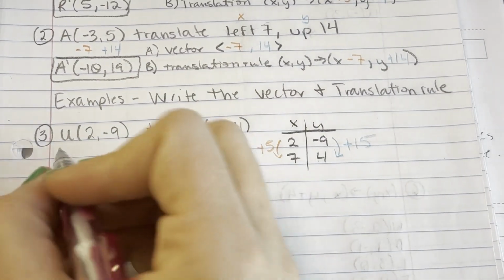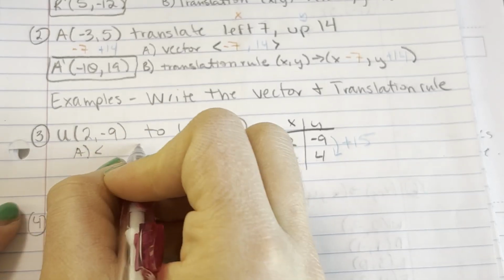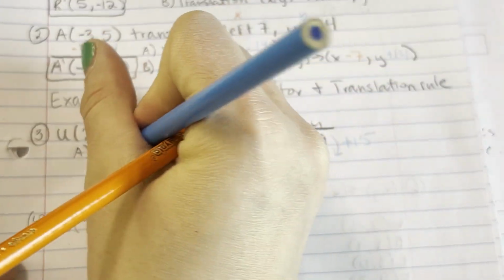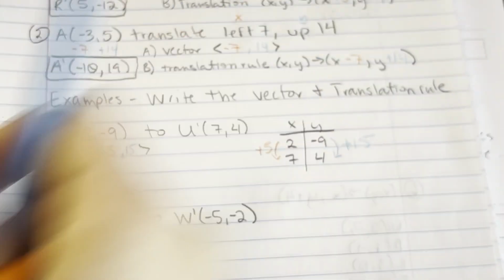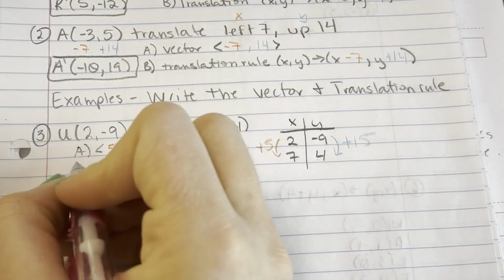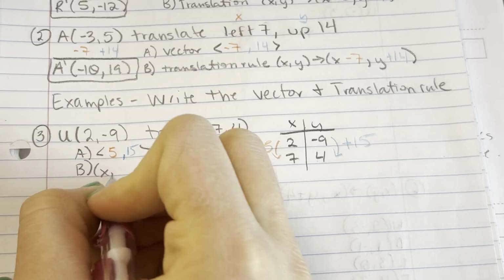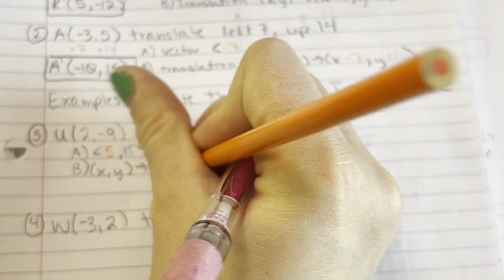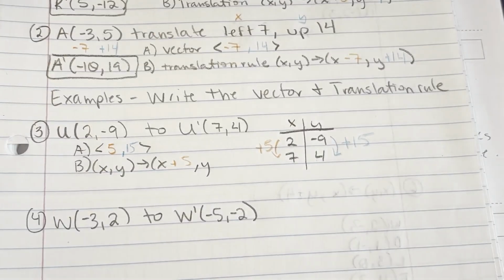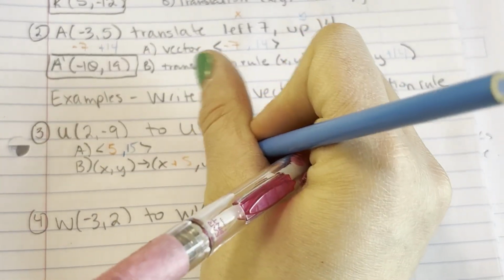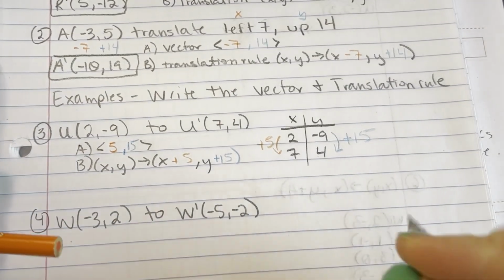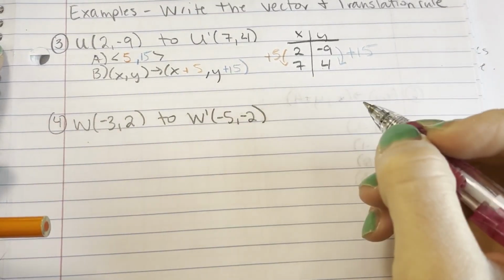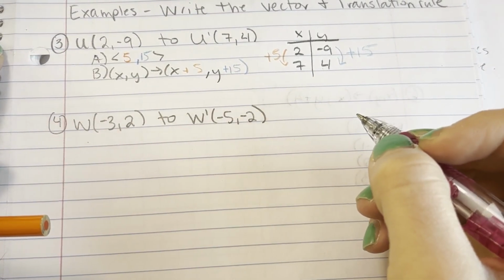So when I write the vector rule, it's going to be 5, 15, because that was my x value and 15 was my y value. And then for my translation rule, the bougie one, I got x comma y goes to x plus 5 comma y plus 15. Bada ding. There it is. All right. See if you can do this one by yourself. Take a moment, pause, take a breath, try it.